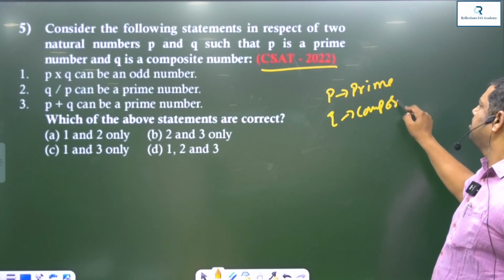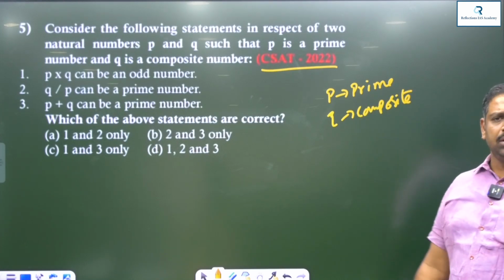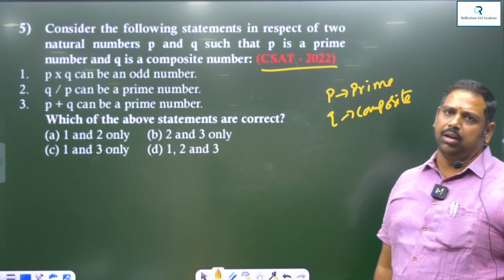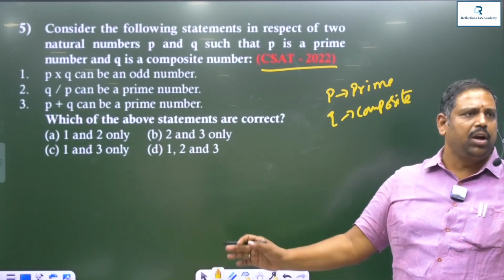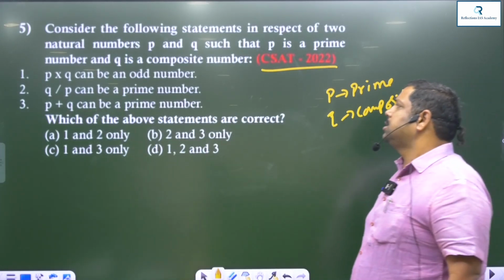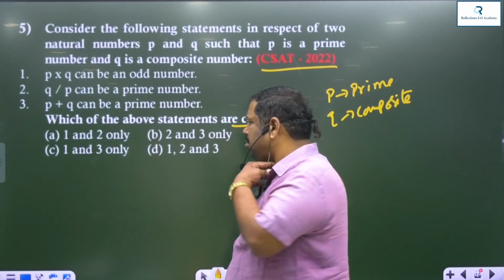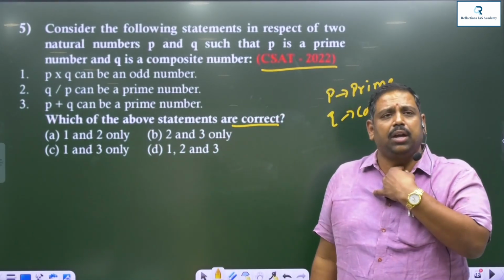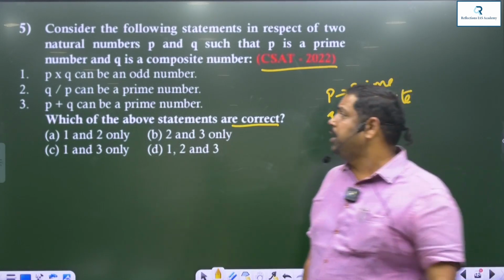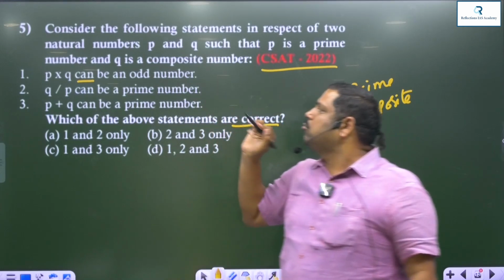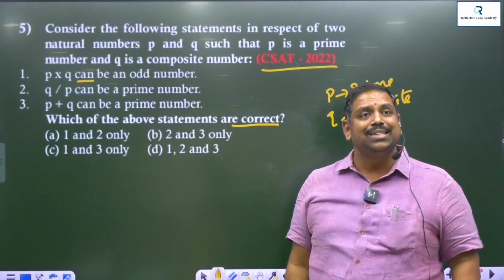Hope you know what is meant by a composite number: the natural numbers other than primes and 1. I don't want primes and I don't want 1. So, he's asking which of the above statements are correct. Come to the point. p into q can be an odd number. The most important word that you have to understand is can.